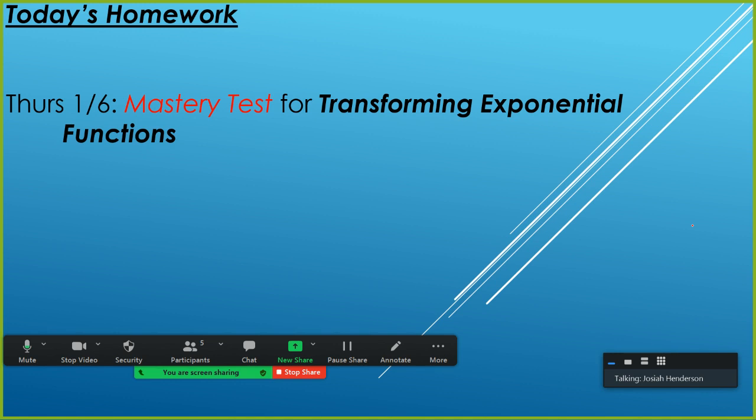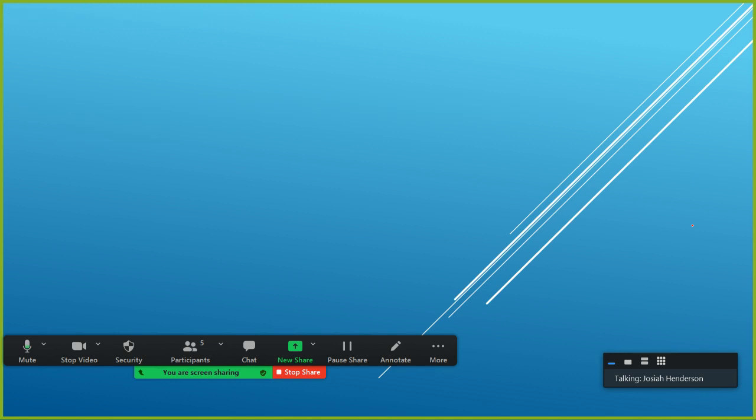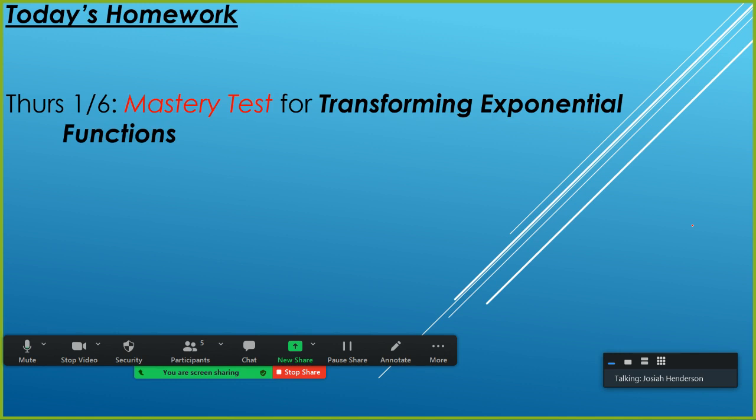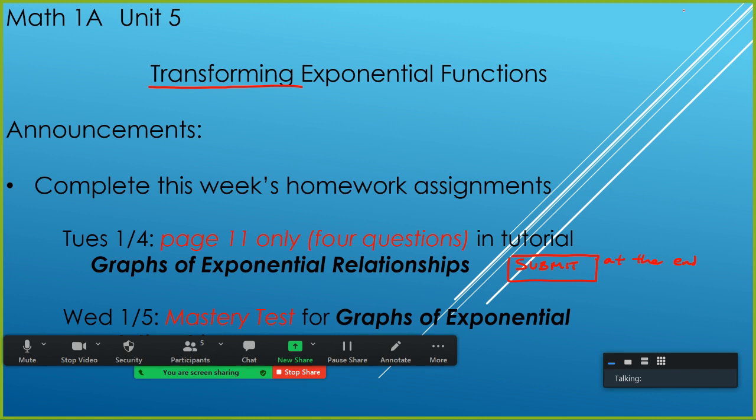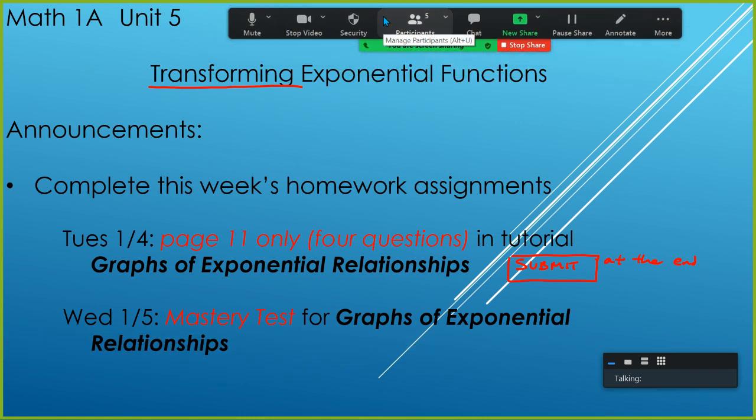Just a quick reminder, if you haven't done them already, we need to catch up on the earlier work from this week. And so I didn't put it in here. So here's the full list. What we did Tuesday was page 11, just those 4 questions. Make sure to hit submit at the very end so I can see your work. And then we did the first mastery test, and now today, Thursday, it's the second mastery test. It's called transformations, transforming exponential functions.